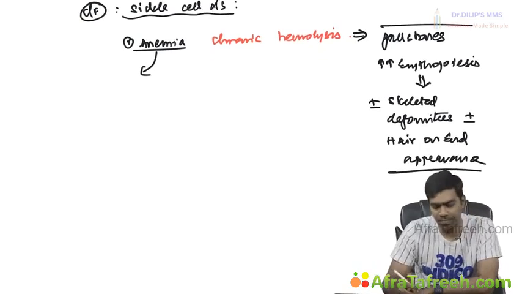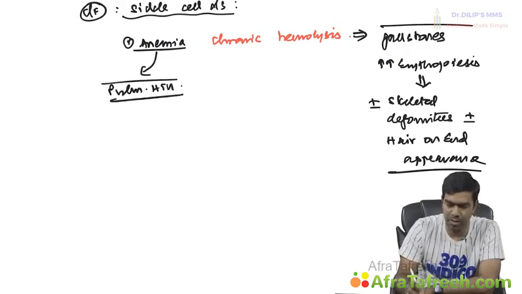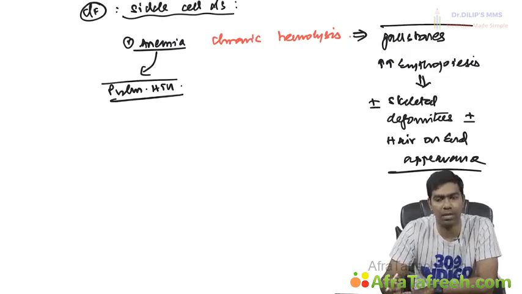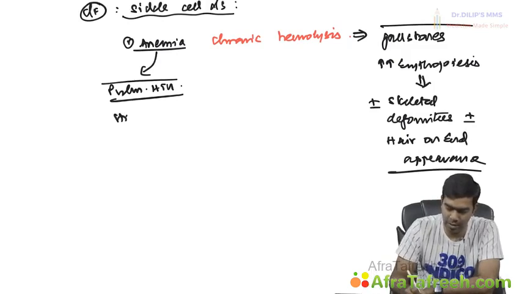At the same time, because of the anemia itself, you might develop pulmonary hypertension. Long-standing anemia may cause something called pulmonary hypertension, because of hypoxic pulmonary vasoconstriction. It can also result in cardiac failure, high output cardiac failure, in the long run.